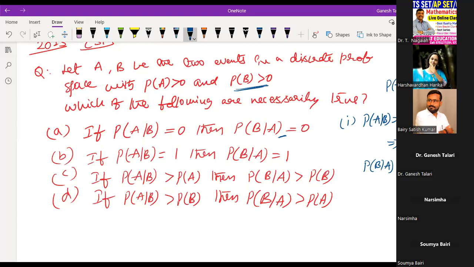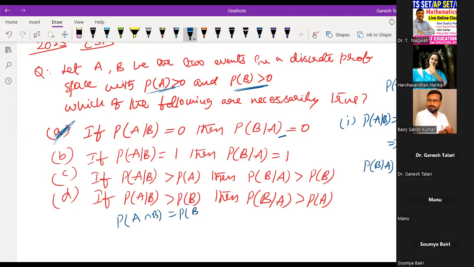Okay. So probability of A, definitely it is greater than 0. So based on this also, you can say probability of A intersection B is equal to 0. Based on that, this is also equal to 0. So the first option is right. First option is correct.